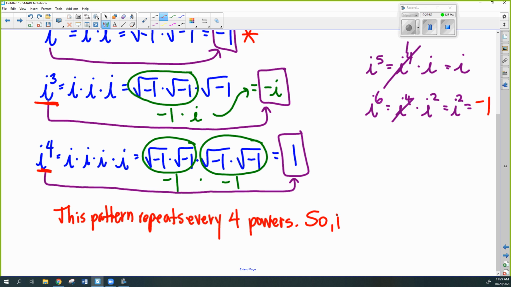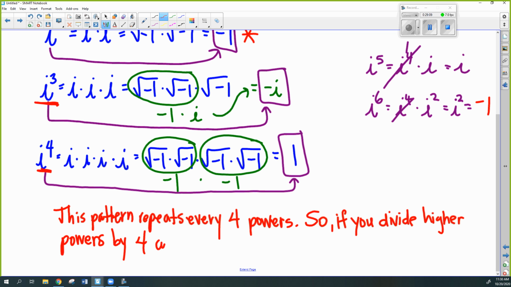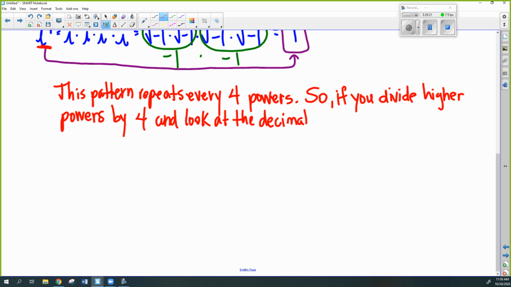So if you divide higher powers by 4 and look at the decimal, okay, you can figure, let's just say you can figure it out, okay?